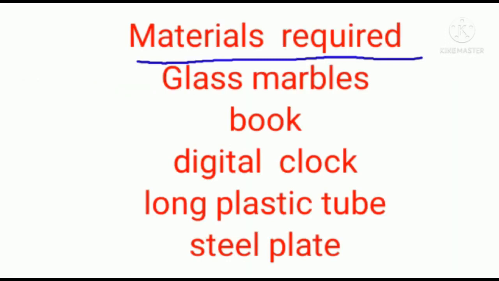What are the required materials? The required materials are glass marbles, identical books, a digital clock, long plastic tubes and a steel plate. These are the required materials to do the lab activity.